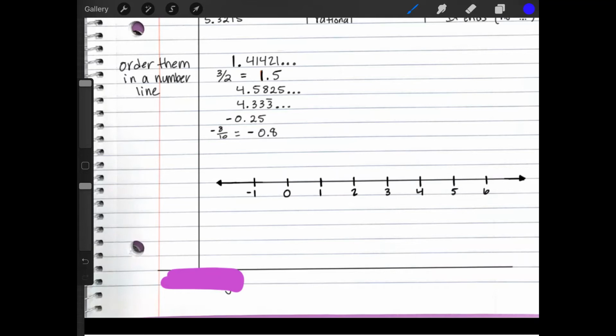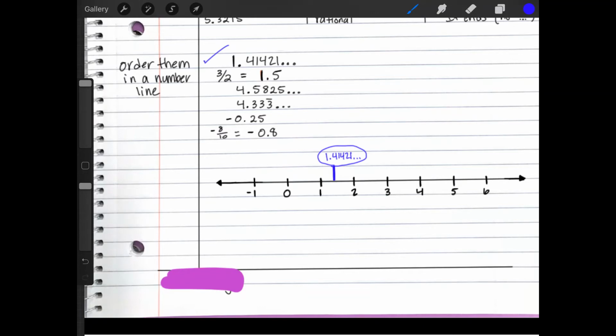1.41421, and it goes on forever. So I know it's going to be between 1 and 2. And it's halfway, but a little bit closer to the 1 than the 2. So if I do halfway, but a little bit closer to 1, that's where I can put the 1.41421. Okay, and I'm going to circle it so I know it goes to that one.